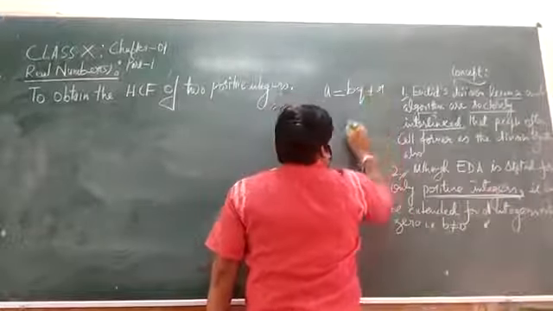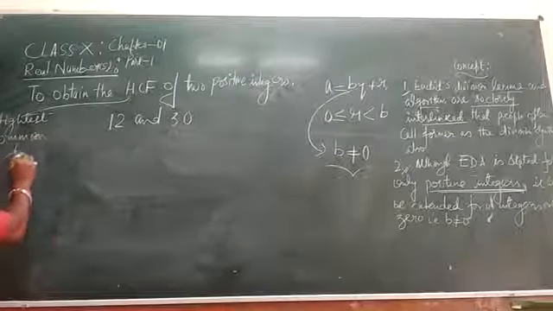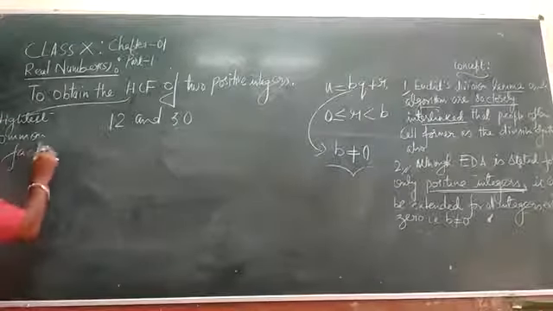Now we will discuss how you can find the HCF of two positive integers. First, let's suppose the numbers given are 12 and 30. These two numbers are given, and you want to find the HCF. HCF means, as you already know, highest common factor. So to find the HCF of any two positive integers, we have two different methods.